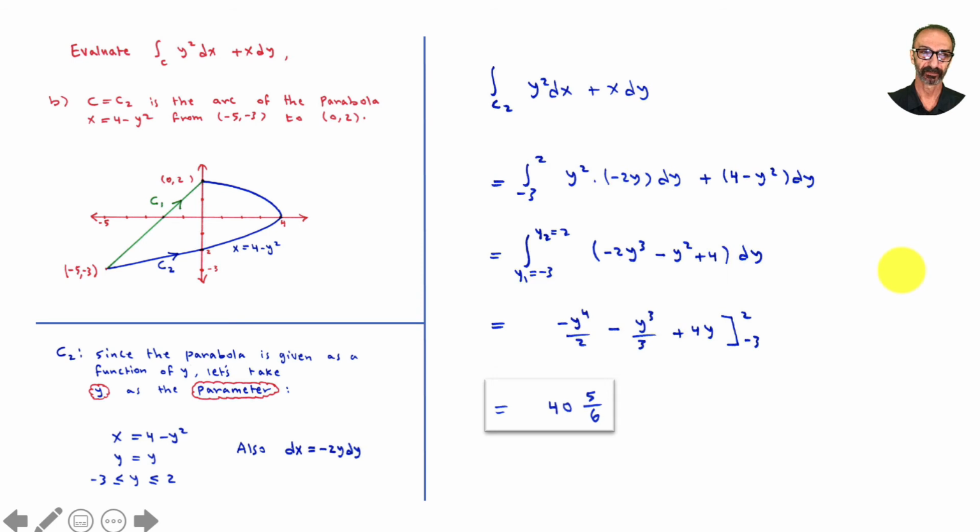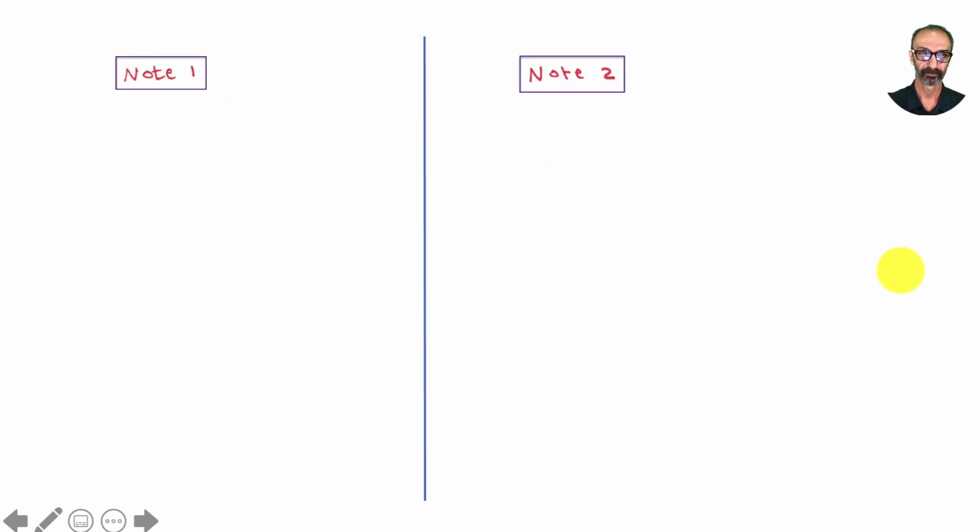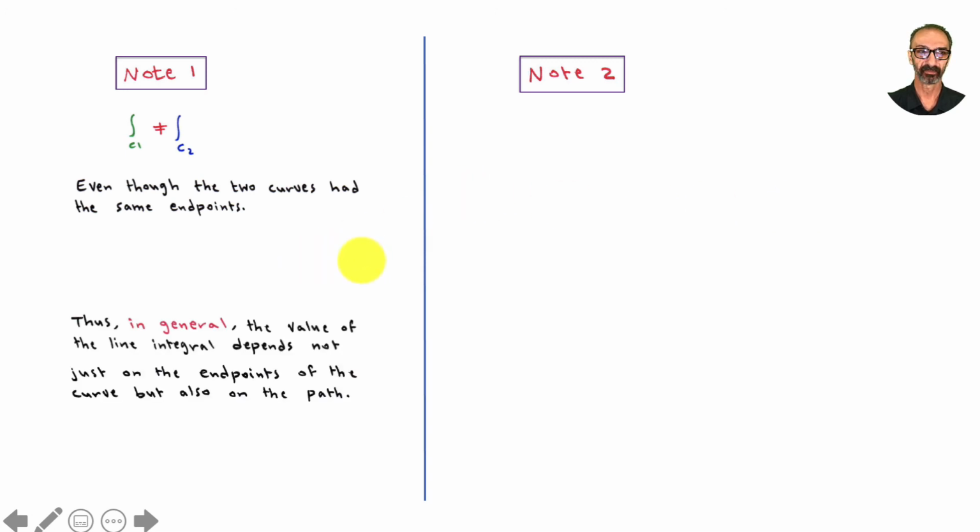Here are notes and comments. Number 1. Notice that the line integral over the green one, C1, and the line integral over C2 did not give me the same answer, even though they have the same start point and the same end point. So make a comment about this. Even though the two curves had the same endpoints, we did not have the same answer. Thus, in general, the value of the line integral depends not just on the endpoints, but also on the path, which way you're going, C1 or C2.